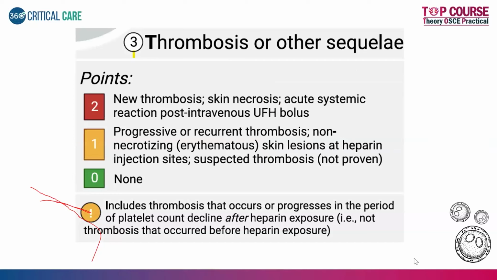Coming to the next point, that is thrombosis or other sequelae. New thrombosis, be it skin necrosis, systemic reaction, okay, post IV fluids, sometimes even places with old CVC sites, okay. So even those places also, if there are skin lesions that you see, they can be the harbinger for the event, and they can give you a pointer towards the diagnosis of HITT, okay. So always rule out all these things and always ask for history.